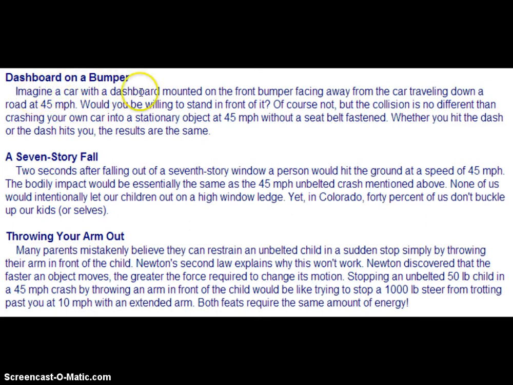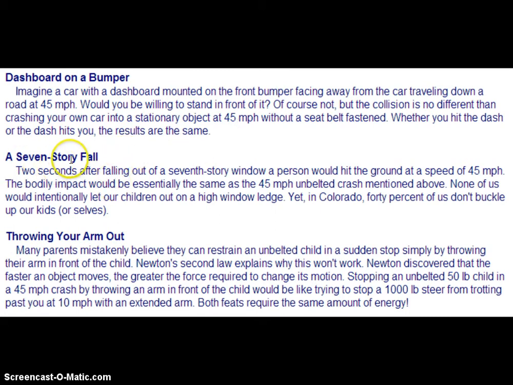Imagine a car with the dashboard mounted on the front bumper facing away from the car, traveling down a road at 45 miles an hour. Would you be willing to stand in front of it? Of course not. But the collision is no different than crashing your own car into a stationary object at 45 miles per hour without a seatbelt fastened. Whether you hit the dash or the dash hits you, the results are the same. You're still traveling at 45 miles per hour at impact.